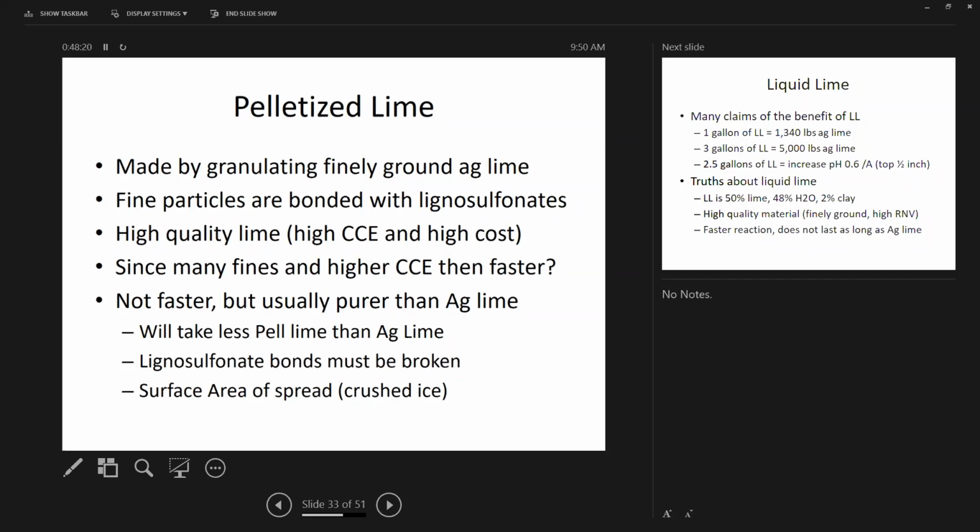Take that same amount, put it on your crushed ice feature, get the exact same amount of ice, throw it on the same area of ground, let's say 3 square feet. Which one's going to melt faster? Which one's going to have better coverage? So that's my take on pelletized lime. I hope that makes sense.